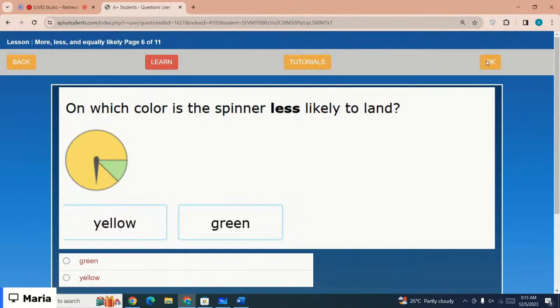On which color is the spinner less likely to land? Which is the correct option, yellow or green? Which option is the correct one? Yes, very good. The correct option is green because a very small portion of the spinner is green, so there is very little chance it will land on green. So the correct option is green.